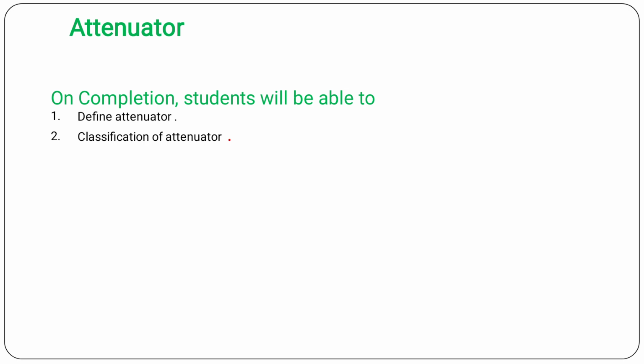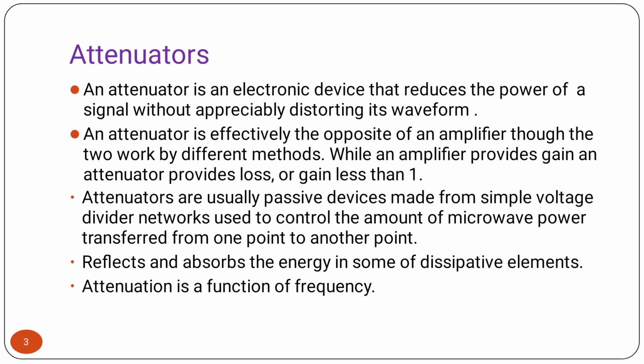Once we know the attenuator, students will be able to define attenuator and its classification. Attenuators: an attenuator is an electronic device that reduces the power of the signal without appreciably distorting its waveform. An attenuator is effectively the opposite of an amplifier, though the two work by different methods. While the amplifier provides a gain, an attenuator provides loss, or gain less than 1.